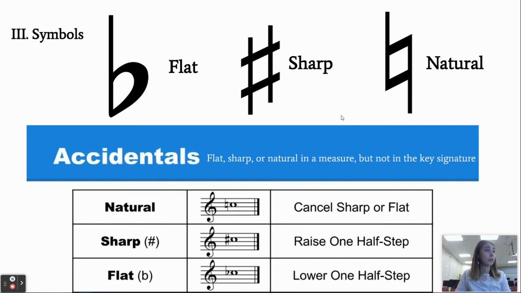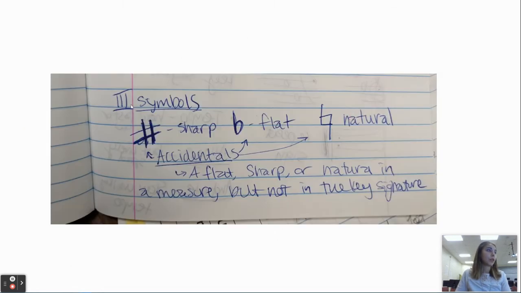Remember, you can pause this video at any time to copy this down. So you can write symbols as the next part. You can write your flat, sharp, natural. These are accidentals. Put that definition. This is an example of what you could write for your study guide.